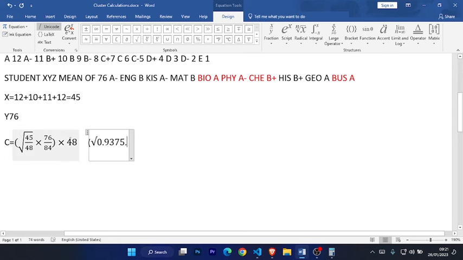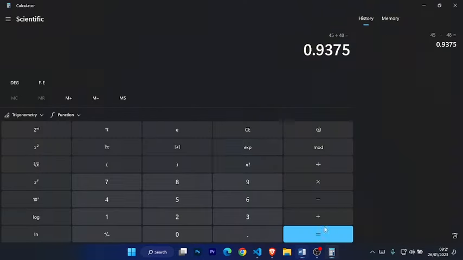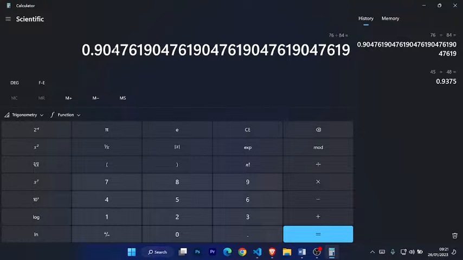multiplied by 76 over 84. Come here and calculate 76 over 84. We get 0.947. I think for this case I can round off to get 0.9048.